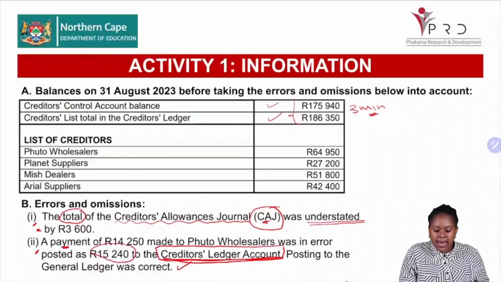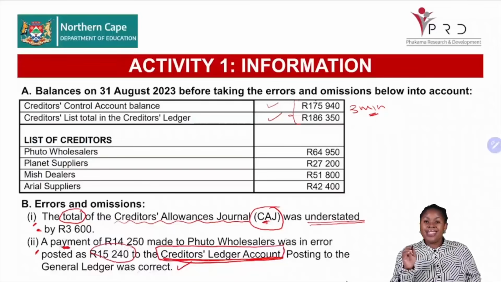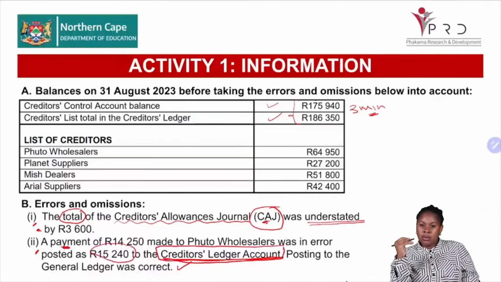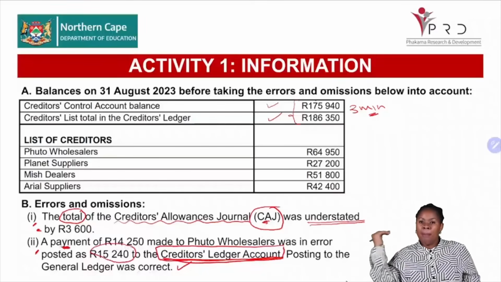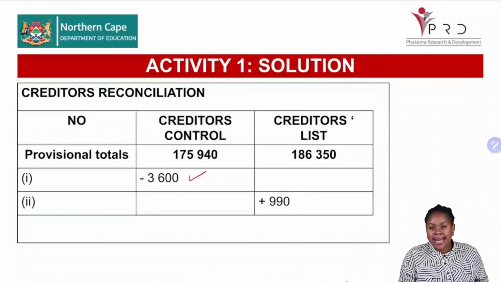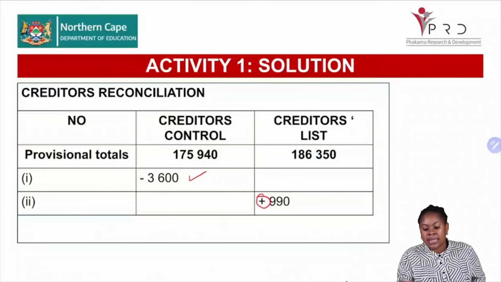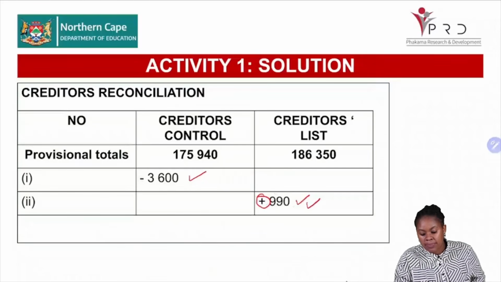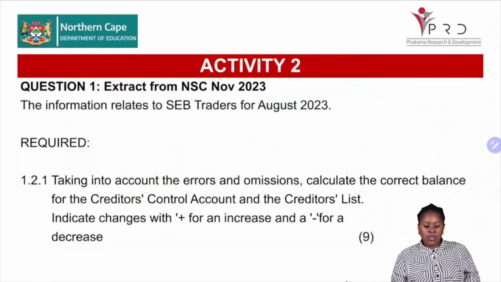And they overstated a payment. Now, payment means that they reduced the amount, and then they reduced too much, okay, because it's overstated as 15,240. Then what do we need to do to correct the error? We need to then add back the amount that they subtracted too much. So we find the difference between the two, and the difference between the two is 990, and it's a positive because they had subtracted too much. Okay, so that is how we approach the question.